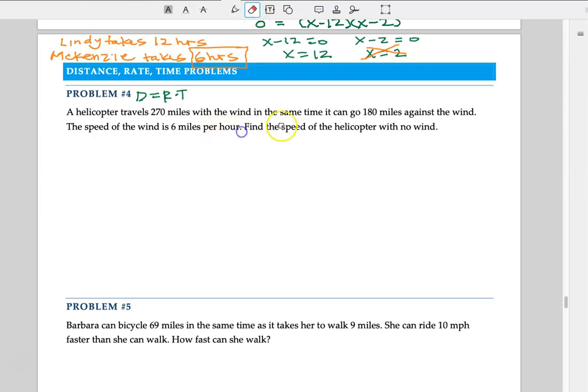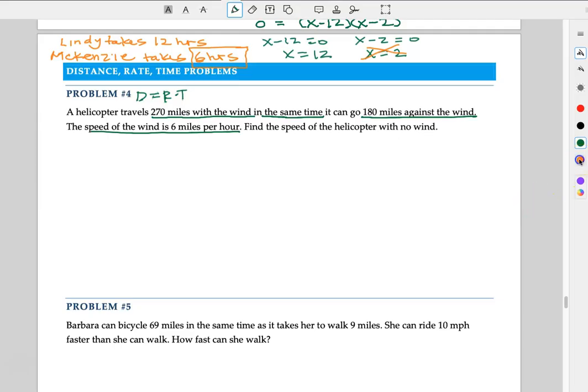So, all right, let's read through it and then I'll explain a little bit more. A helicopter travels 270 miles with the wind. It's positive. Say that again? That part is positive because it's with the wind, so the wind is in its favor. Yep, that's right. And then in the same amount of time, it can go 180 miles against the wind. And the speed of the wind is 6 miles per hour. Find the speed of the helicopter with no wind.